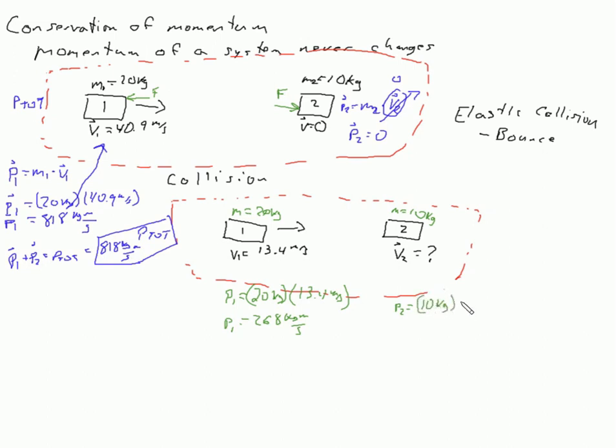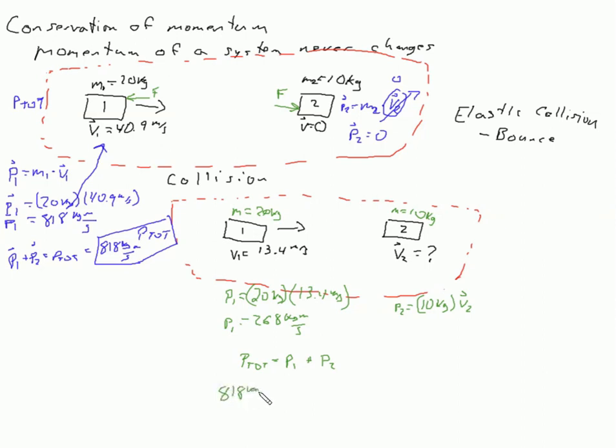Box 2 is moving, so we have its mass now, 10 kilograms, times its velocity. We don't know that. Okay, we're not sure what that is. That's what we're trying to solve for. So total momentum, again, is still adding the momentums together. So momentum of box 1 and momentum of box 2, add those up and we'll get the total momentum. So we know the total momentum because it's conserved. We know it's 818.